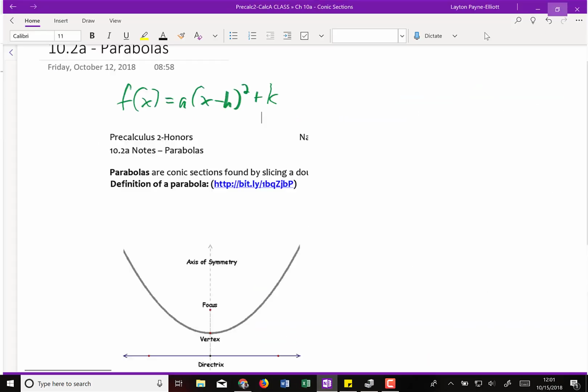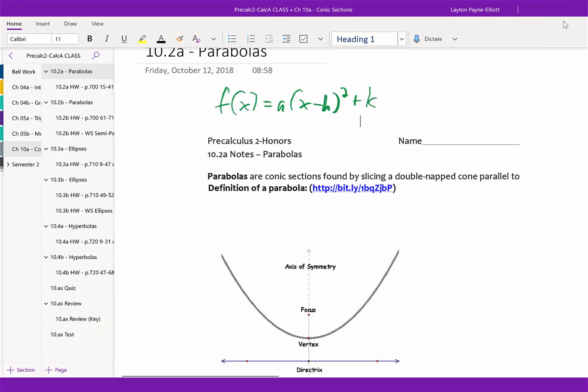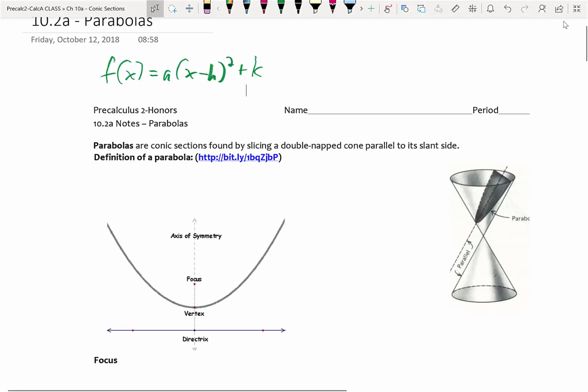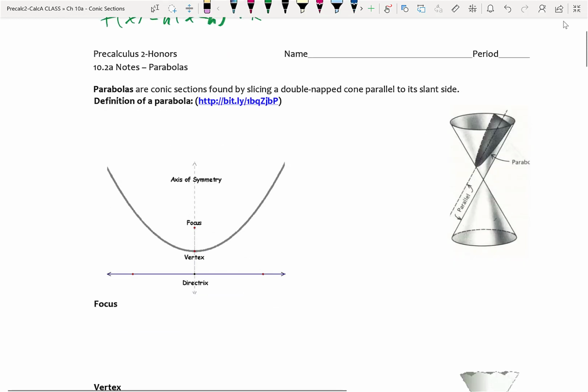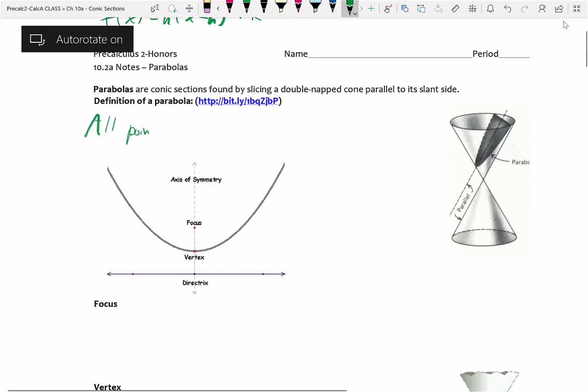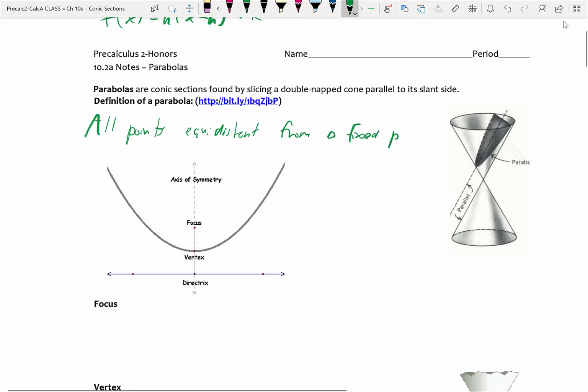But coming back here, a parabola is, well, the definition, all points equidistant from a fixed point and a line. This is about us describing objects based on distance.